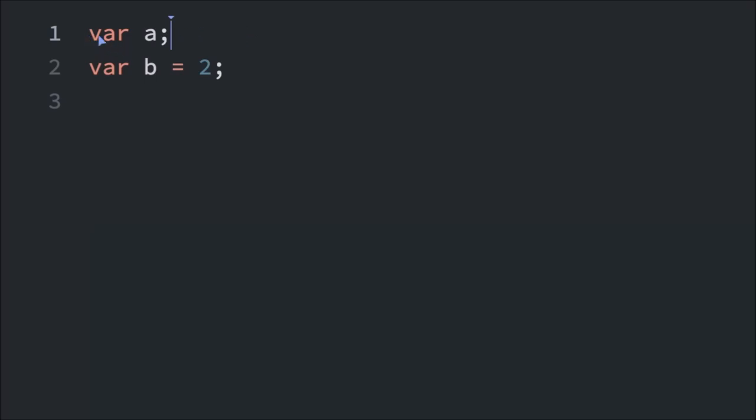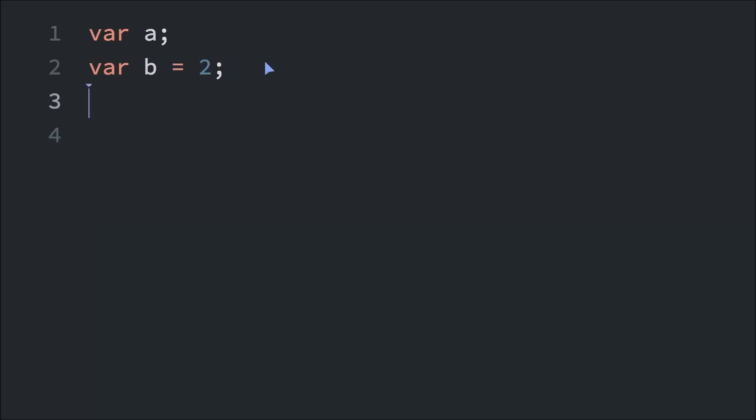So here we are just declaring a variable to be called a. And then here we are assigning a variable. We're declaring and assigning in one line. So we're declaring it var b, and then the equal sign is the assignment operator. It means that 2 is being assigned to b. We're not checking if b equals 2 though. We're just assigning 2 to b.